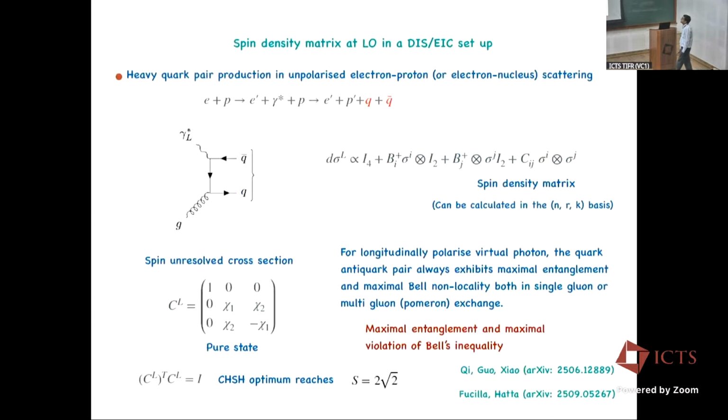Now the question is, can this also be studied in a DIS setup? Say, for example, in a setup of EIC. There are very recent studies from last year. People tried to see what would be the correlation matrix or density matrix for the EIC setup. In the EIC setup, I should have a top, not top, but a heavy quark, anti-quark in the final state.